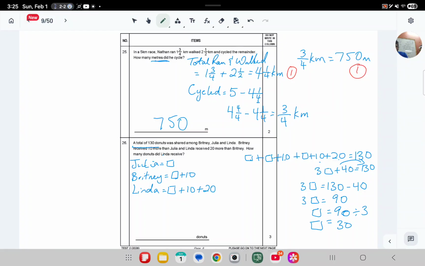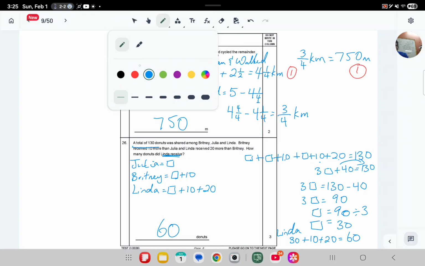The question asks, how many did Linda receive? We know Linda was a box, add 10, add 20. So for Linda, it will be 30 add 10 add 20, which is equal to 60 donuts. Right.